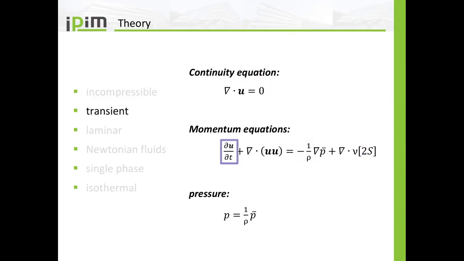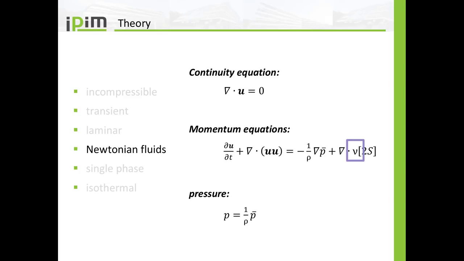Transient behavior can be seen here in the momentum equations. You have a partial time derivative. You would also have a partial time derivative in the continuity equation, but since we are assuming an incompressible fluid, the density does not change over time. Laminar means that we do not have an additional treatment of turbulent phenomena.